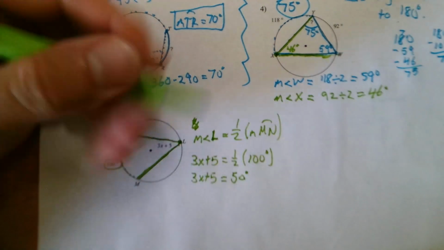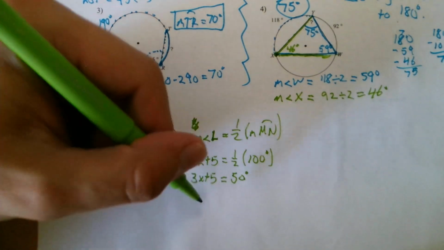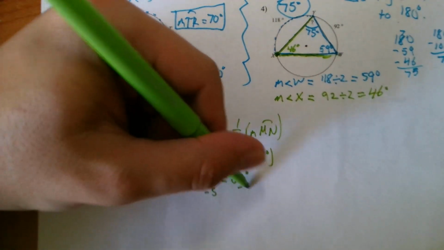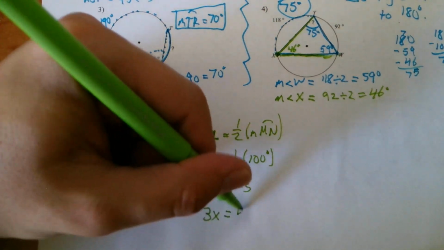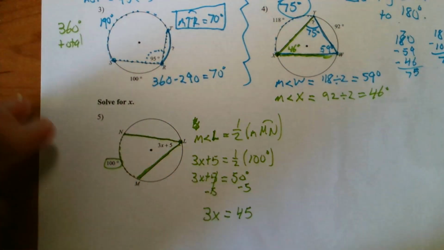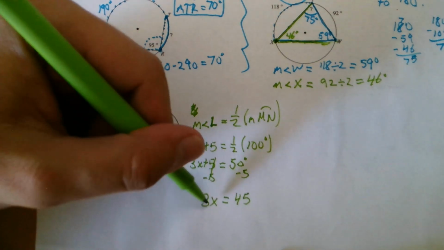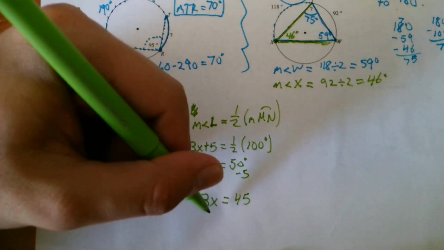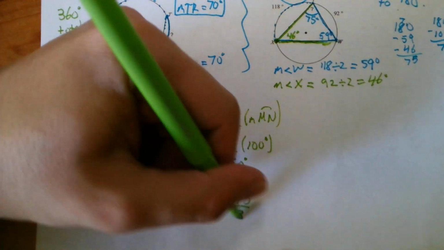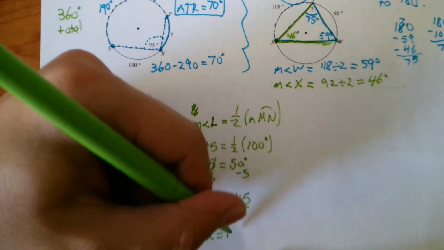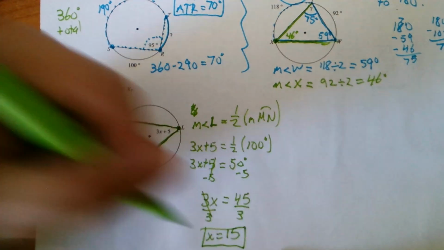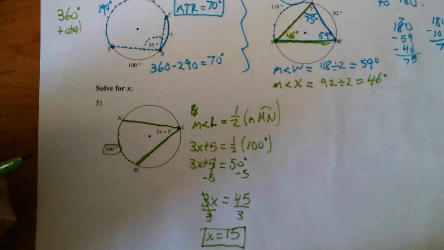Cool. Now I can begin to solve for x by canceling things out. Take away the 5 from both sides. That gets rid of this. Leaves me with 3x by itself. 50 minus 5 is 45. Last but not least, I got to get rid of the 3 in front of my x, so divide by 3. Cancel that out. And then 45 divided by 3 gives you an answer of x equals 15.